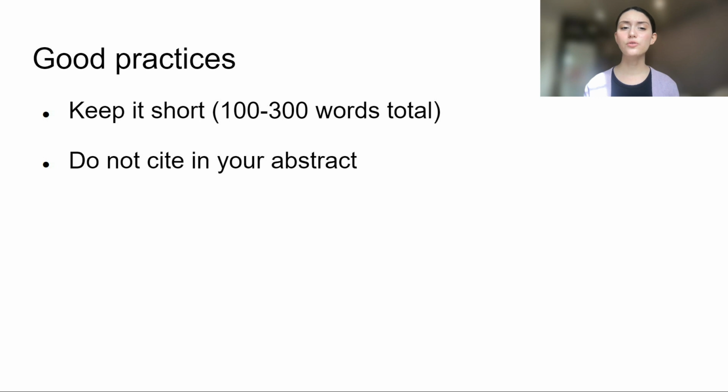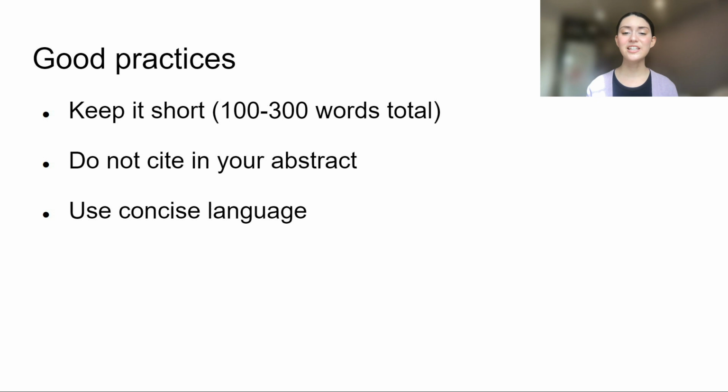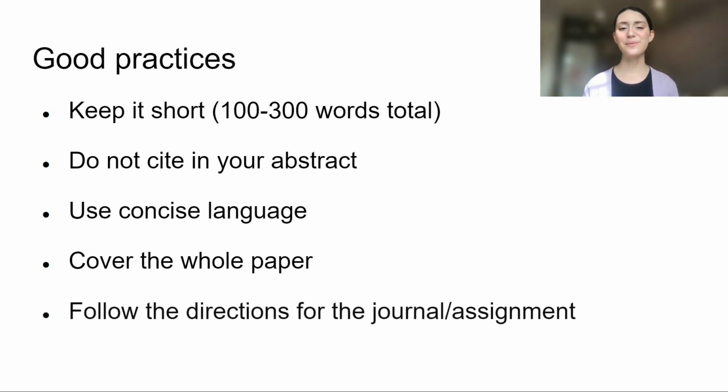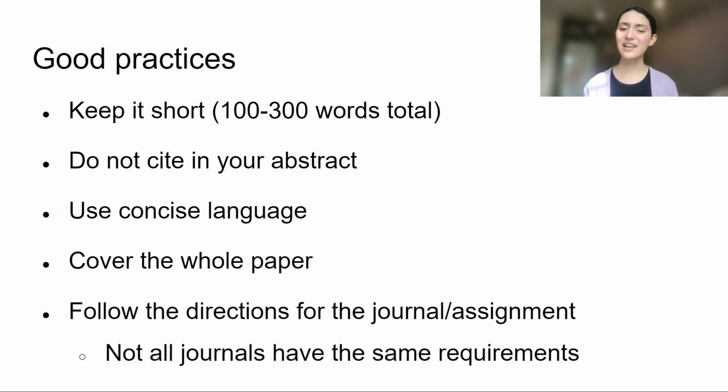While citations are crucial to the longer work, an abstract should only give an overview and should not go into such detail. You also want to use concise language to keep your abstract short and sweet for the convenience of your reader. Also, make sure you cover the entire paper so the reader receives an accurate idea of what your paper is about. Lastly, follow the directions for your journal or school assignment. Requirements for abstracts can differ, and you always want to follow the instructions to the best of your ability.